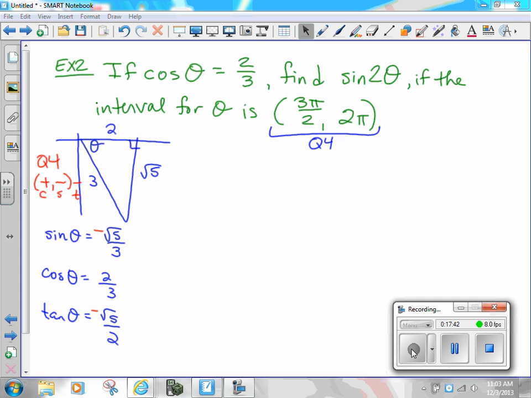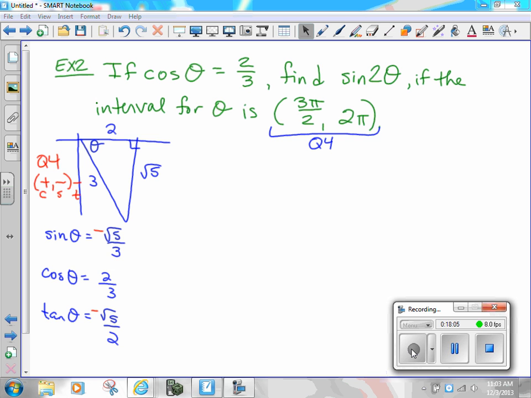Did everybody get the pre-work correct? Did you get your sine value was -√5 over 3? Yes? Can I get a grunt? What about cosine, it was given, we didn't have to figure that. Did you get tangent of theta was -√5 over 2? Yeah. What now?